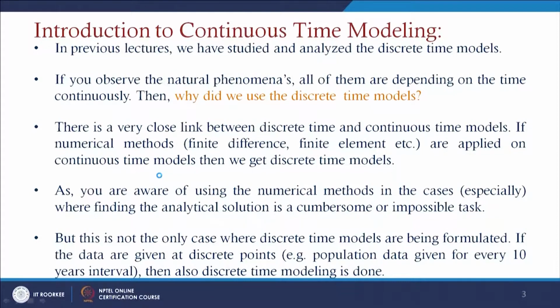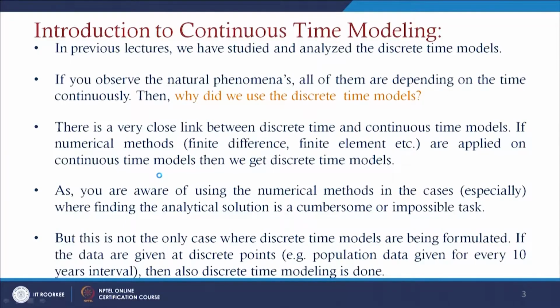If you see our previous lectures, we discussed and analyzed these discrete time models. If you observe in a natural sense, natural phenomena all depend on time continuously, since whenever a system starts it ends. So, continuously the system proceeds in a phase wise manner. If we consider the previous points, we can move one by one and finally reach the end points. So, why did we use the discrete time models? That is also a question.